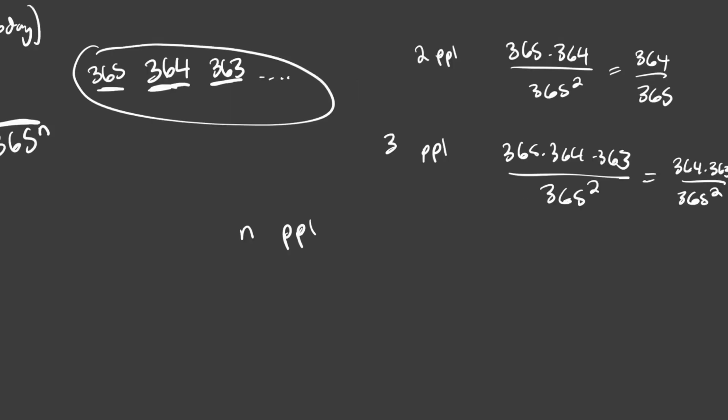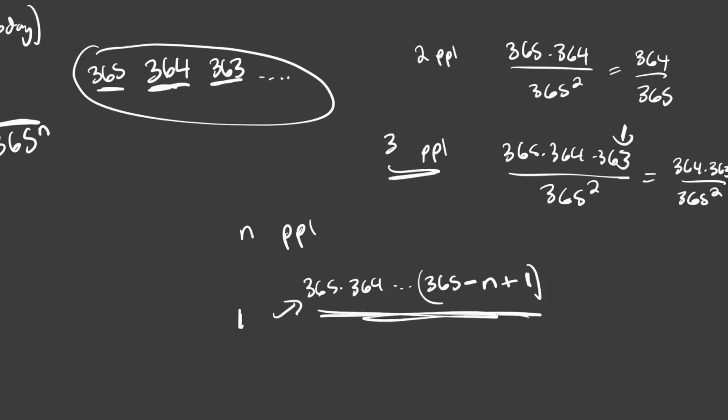So now for n people, this probability is just going to be 365 times 364 dot dot dot all the way down to, it's going to end up being 365 minus n plus 1, as we can see here. And when we had three people, we got down to 363, so minus 3 plus 1, same here. But that's just because this 365 corresponds to one person, but it's not actually decrementing. So now on the bottom, we're going to have 365 to the n, obviously.